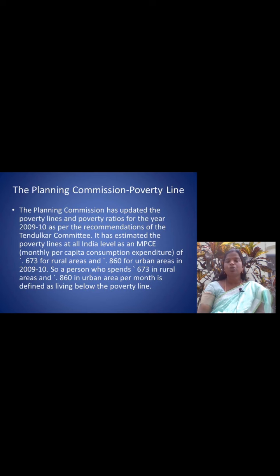So, a person who spends 673 rupees in a rural area and 860 rupees in an urban area for consumption expenditure per month is defined as living below the poverty line. So, roughly, people in rural areas spending around 700 rupees and people spending around 860 rupees in urban areas are considered poor.